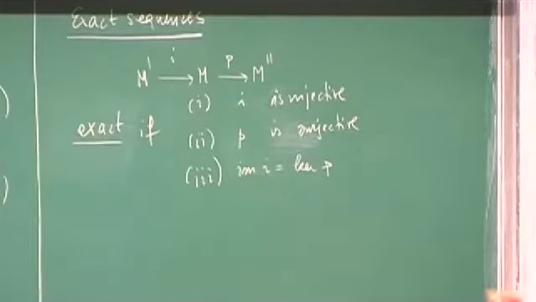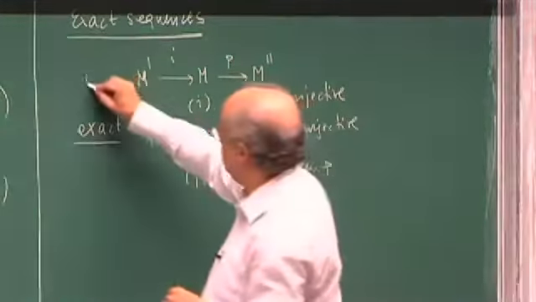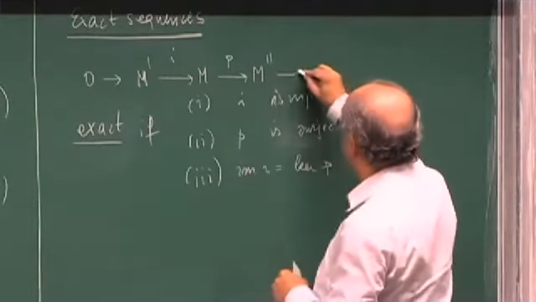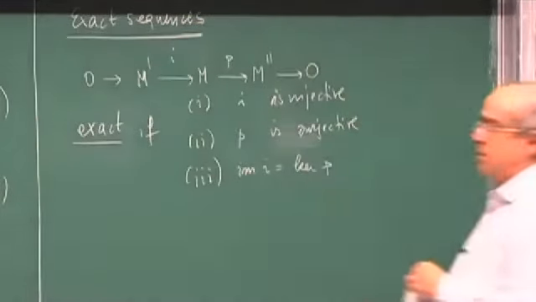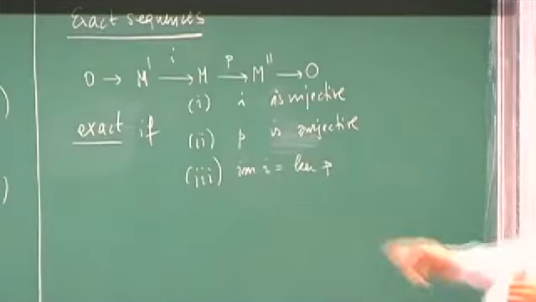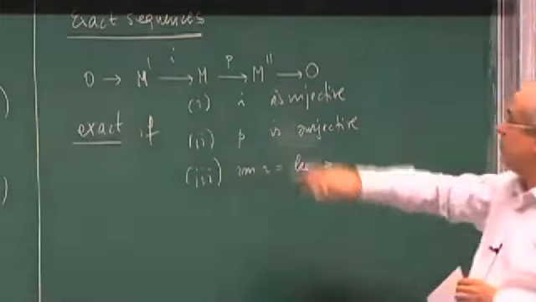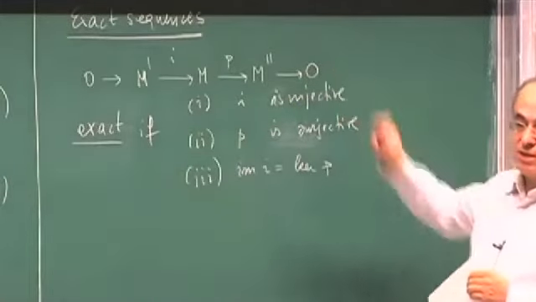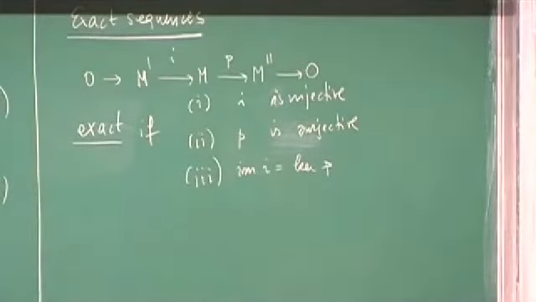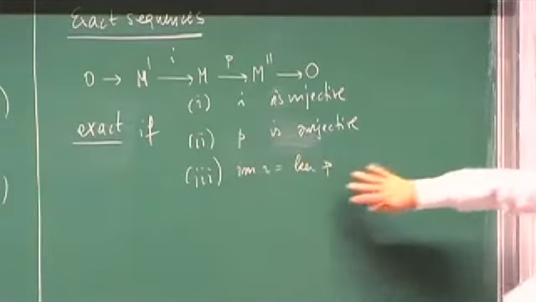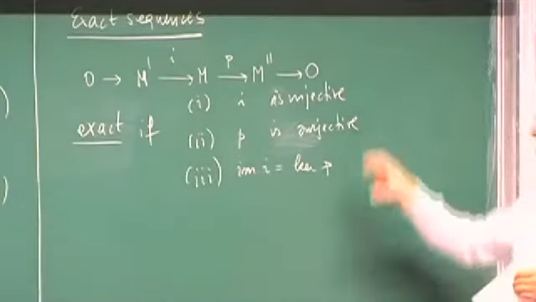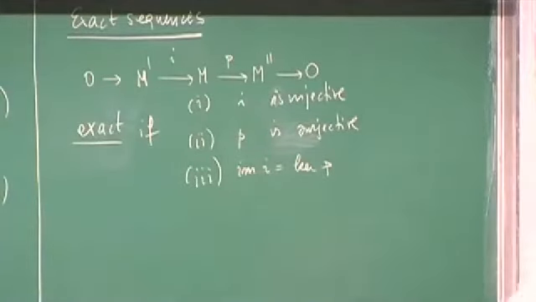And this is usually understood by writing zeros on the two sides, because then injectivity of I means that its kernel is the image of 0, and surjectivity of P means that its cokernel is 0. Anyway, this is just notation. The meaning of a sequence to be exact is these three conditions.